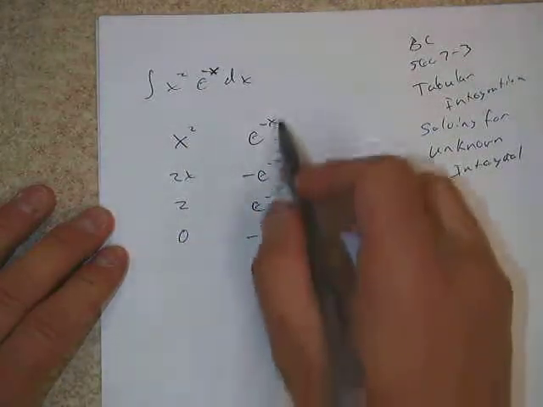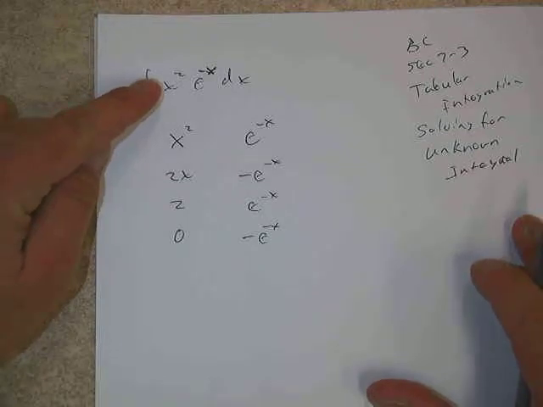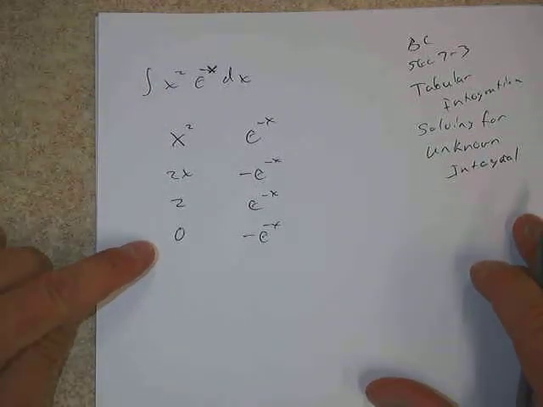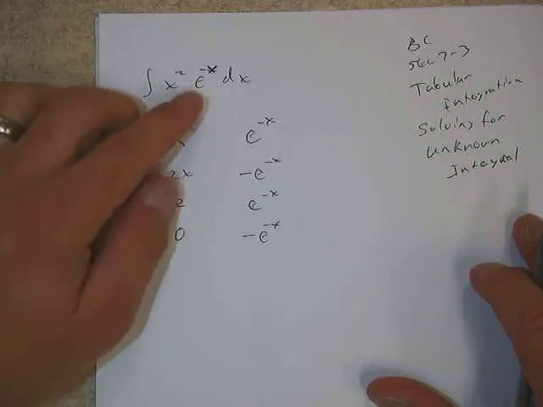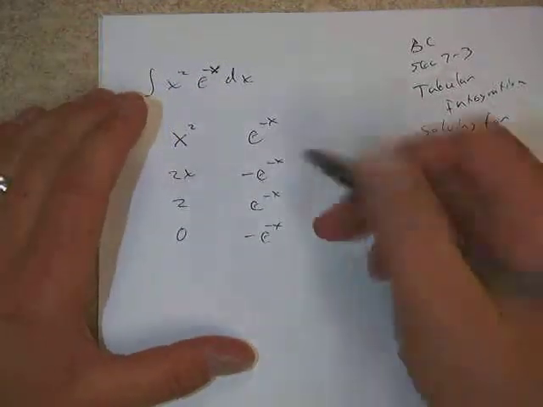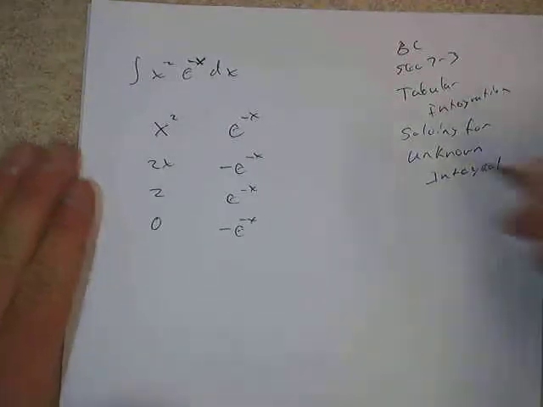All right. So those are my derivatives down this way, my antiderivatives this way. And again, this can be used any time we have a function that goes down to 0, namely any polynomial. And then over here, when we have something that's easily antidifferentiable, like e to the x, or sine or cosine and so on.